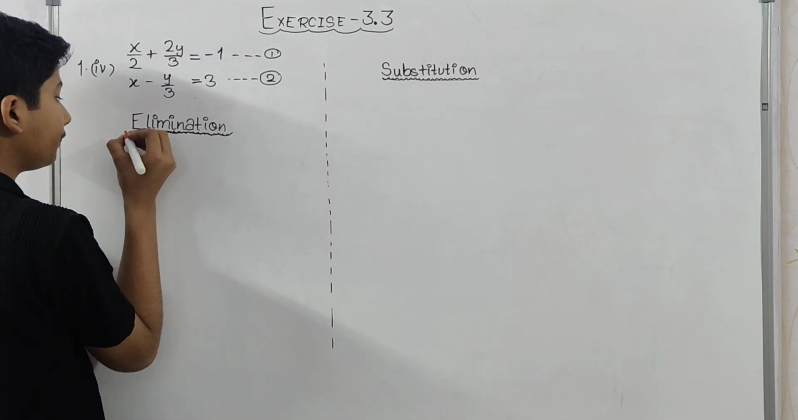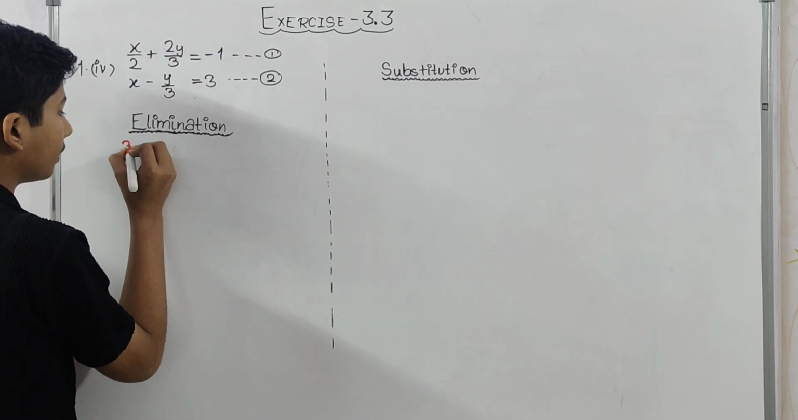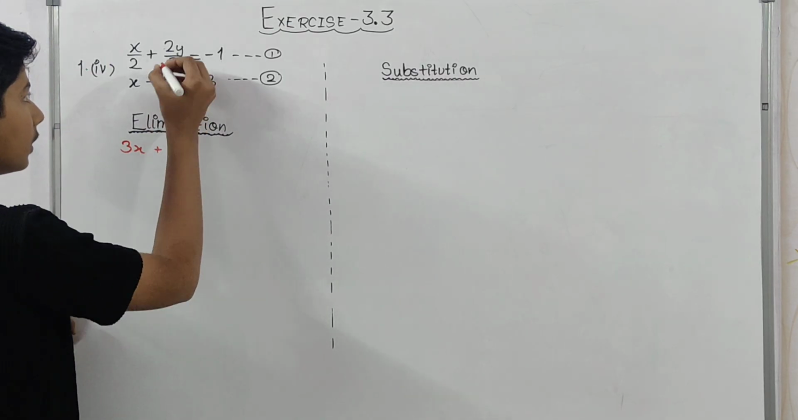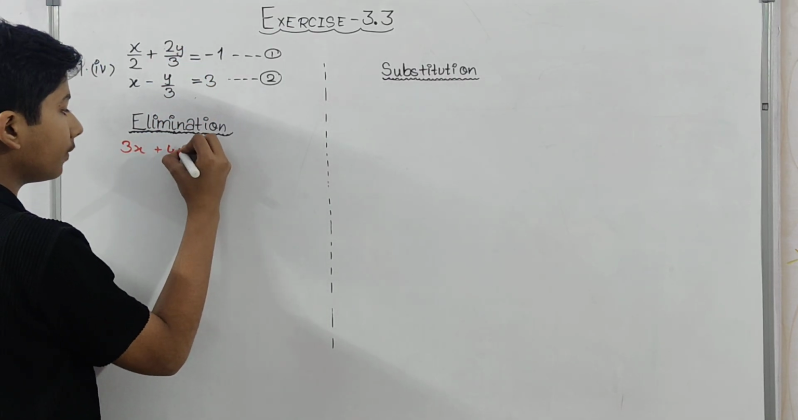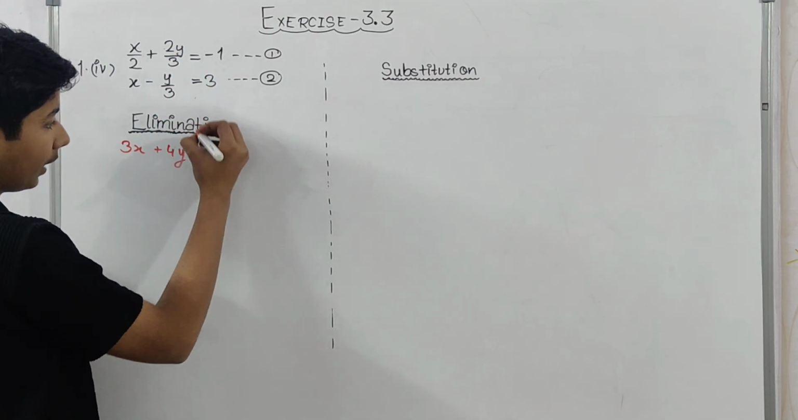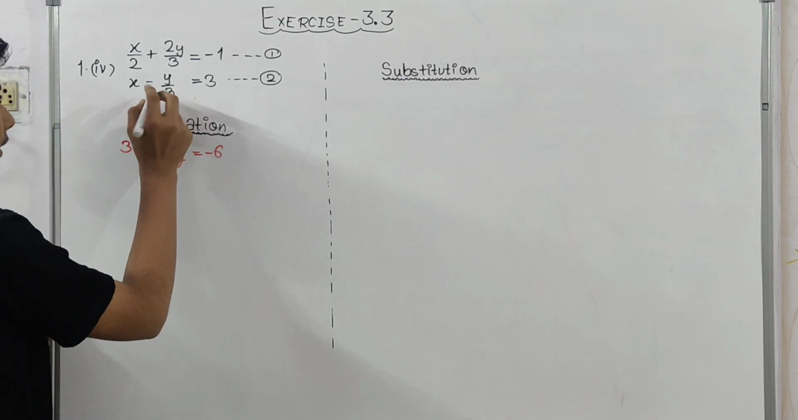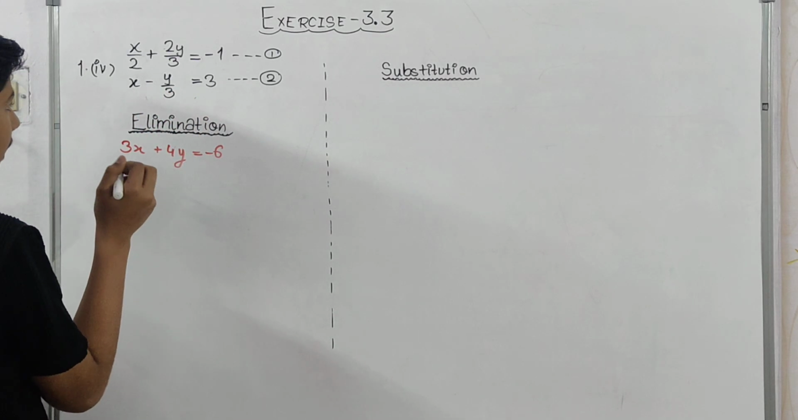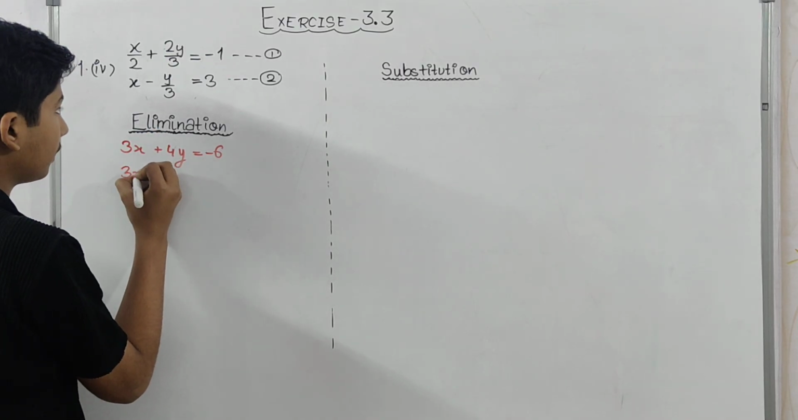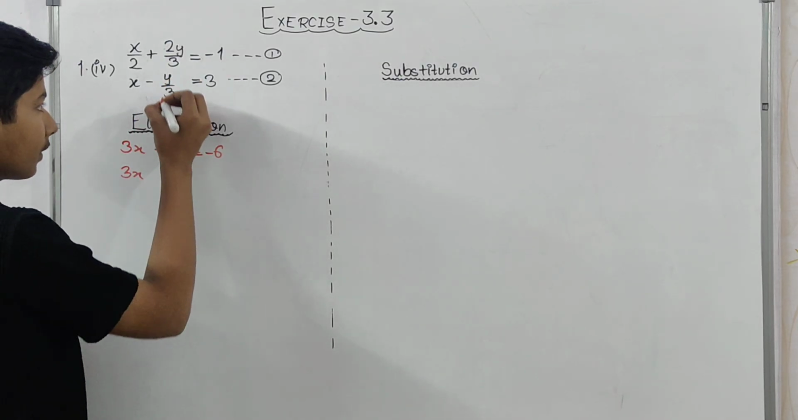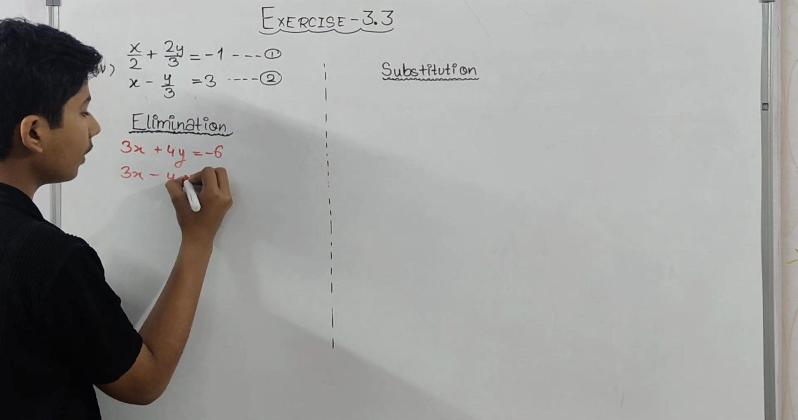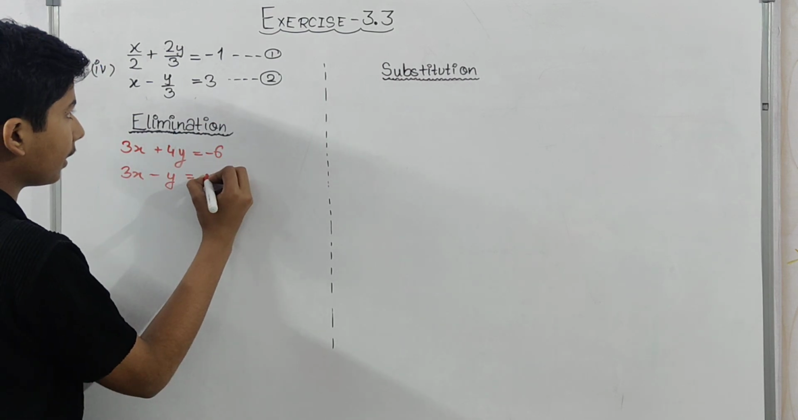Which will become 3x plus 3 times 6... so 4y equals minus 6. And this only 3 is the fraction. So we can say that 3x minus y equals 3 times 3 is 9.